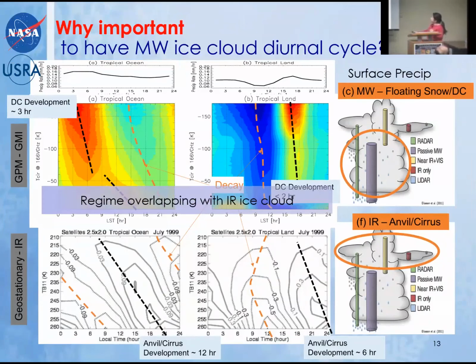This is the TCR. I will tell about that later. So you can just think this is the cloud-induced radiance depression. So remove the clear sky signal, the colder it is, the thicker it is.